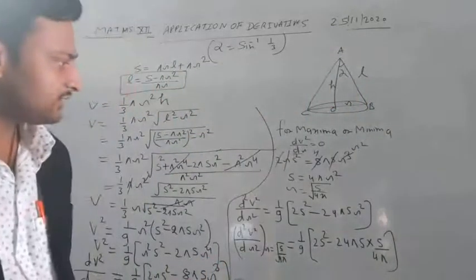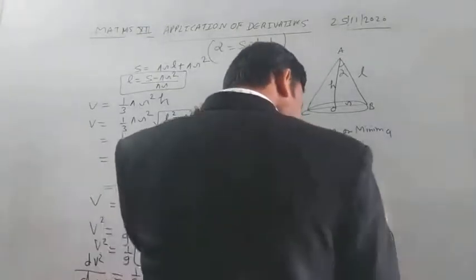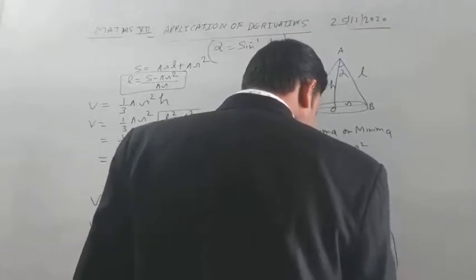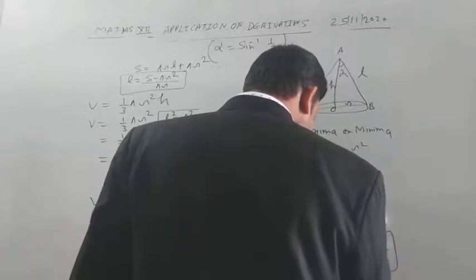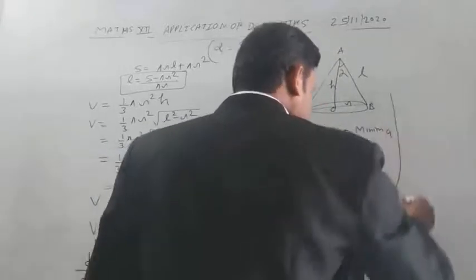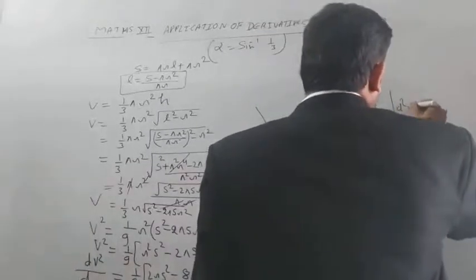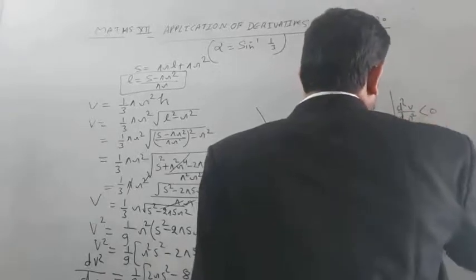R square is S by 4 pi. Now pi and pi cancel, and 4 and 6 are left. So we are getting 1 by 9 (6S r square minus 4S r square), which is less than 0. So our d2V upon dr2 is less than 0.